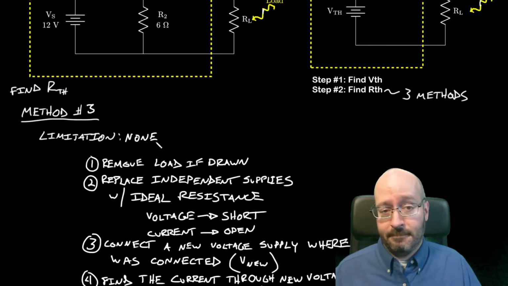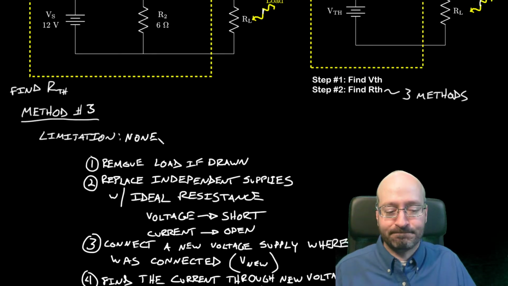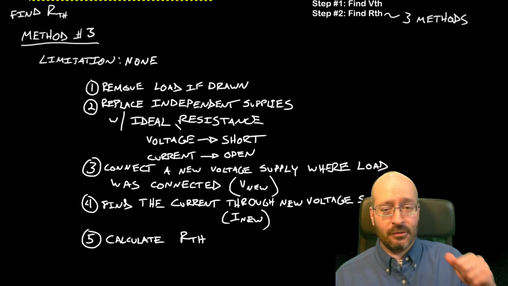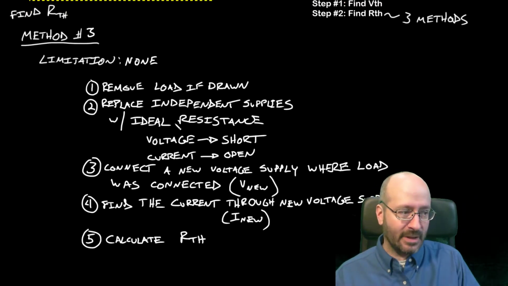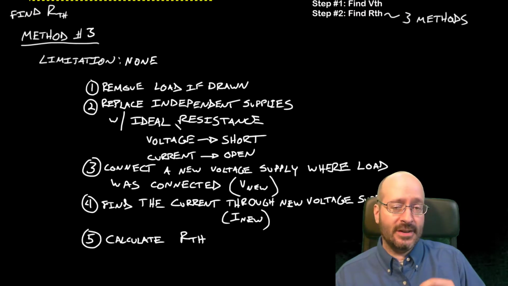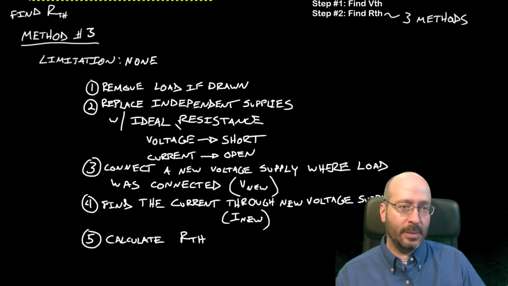So let's do this one. Last one. Guess what our Thevenin's going to be? It's still going to be 7. Okay. No limitations. We're going to remove the load if drawn, like we have been doing. We're going to replace independent supplies with their ideal resistances. So a voltage supply is a short and a current supply is an open.